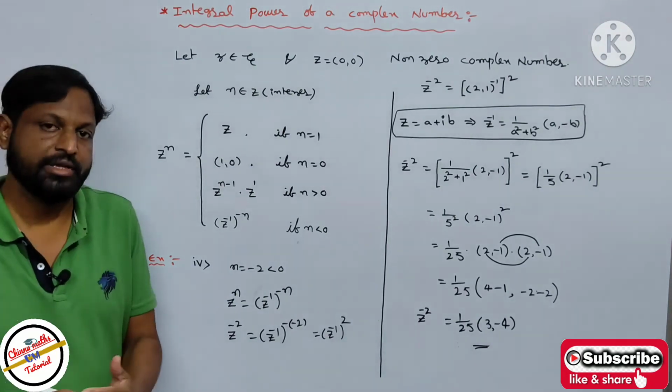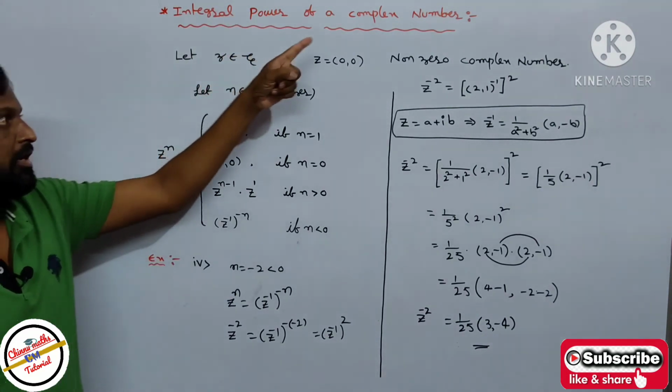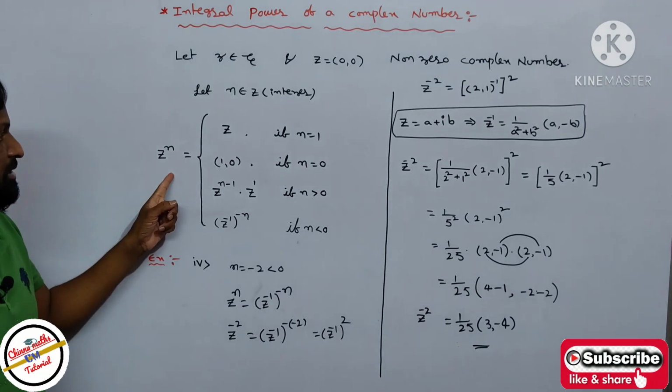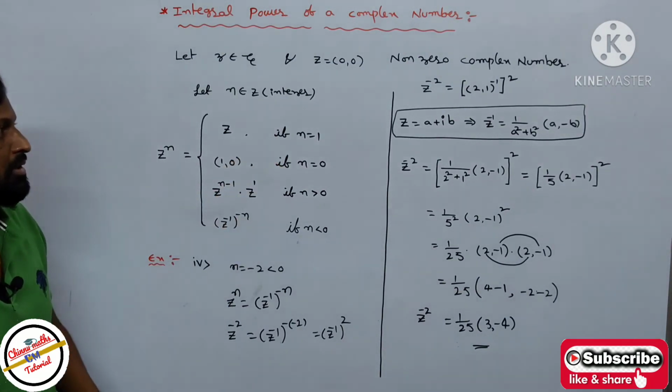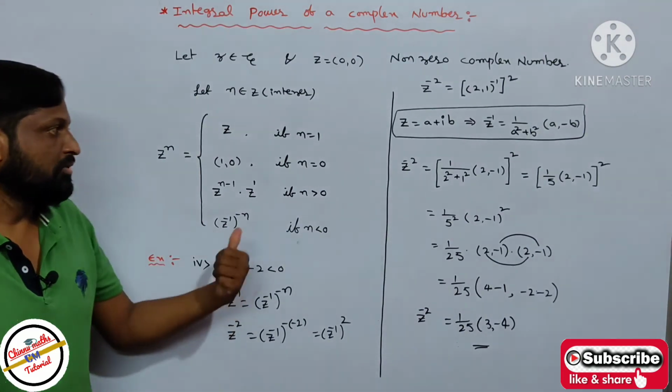So this is the example for the integral power of a complex number. So z power of n is defined in 4 different cases. You can observe the example. So I hope you will understand clearly.